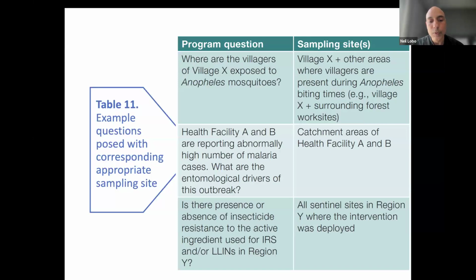The last question is: is there presence or absence of insecticide resistance to the active ingredient used for IRS or LLINs in region Y? So we would go to the sites in region Y where we are already collecting data, or we can choose sentinel sites there where the intervention is deployed. We obviously don't want to go to areas where there's no IRS and LLINs, because we want to see if that is associated with insecticide resistance. So these are 3 examples of how to select your sampling sites.